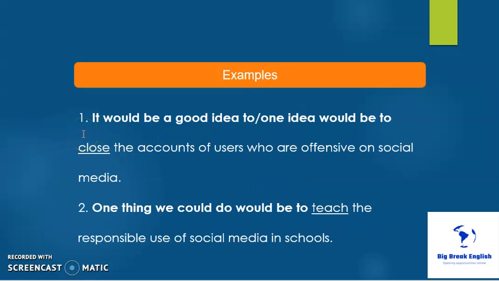Examples. It would be a good idea to, or one idea would be to close the accounts of users who are offensive on social media. Okay, close is your verb in the base form. Second example, one thing we could do would be to teach the responsible use of social media in schools. Okay, so again, here you've got the base form that follows these phrases. In this case, teach.